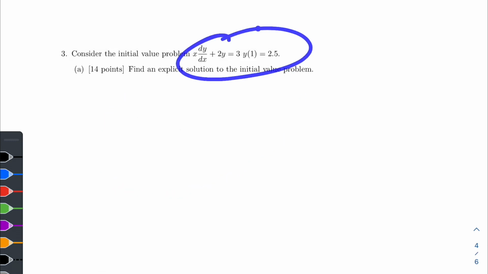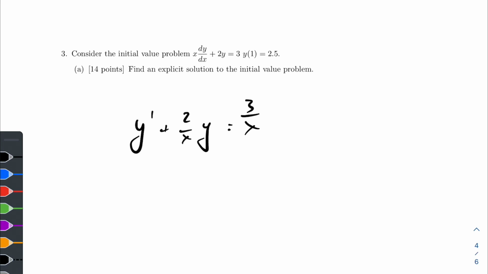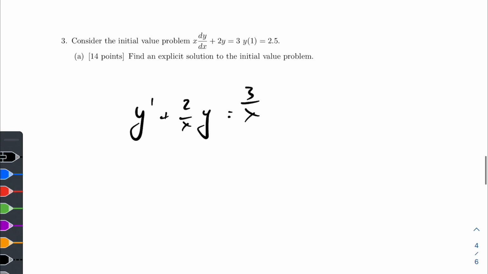Okay, so we have this IVP, x dy dx plus 2y = 3, y of 1 = 2.5. We need to find an explicit solution to the IVP. Okay, I did mention explicit here. So we have to solve for y. So the first thing that you want to do is normalize this equation just by dividing by x. That's what that line that I deleted from earlier is, so I'll just put that back.